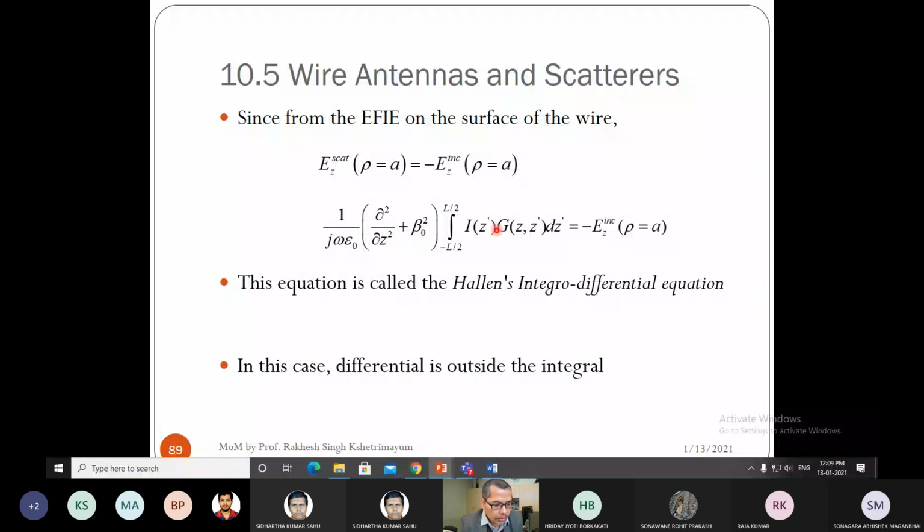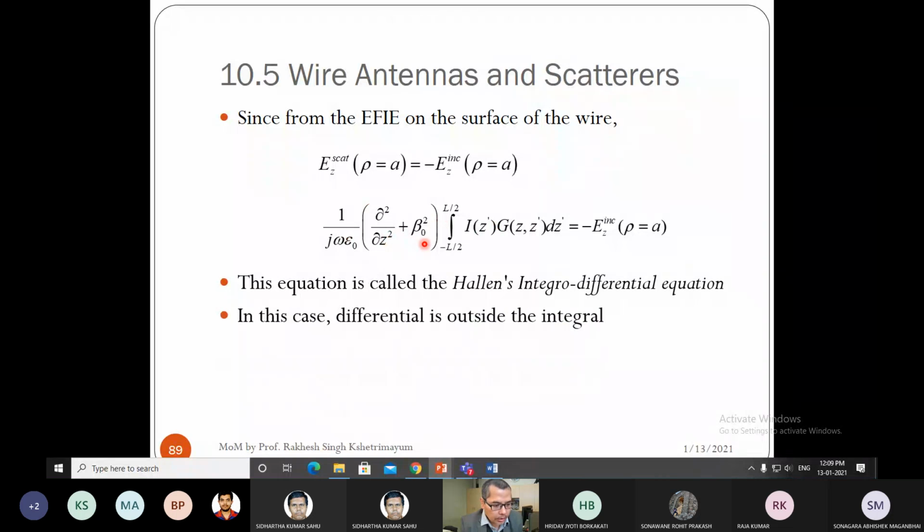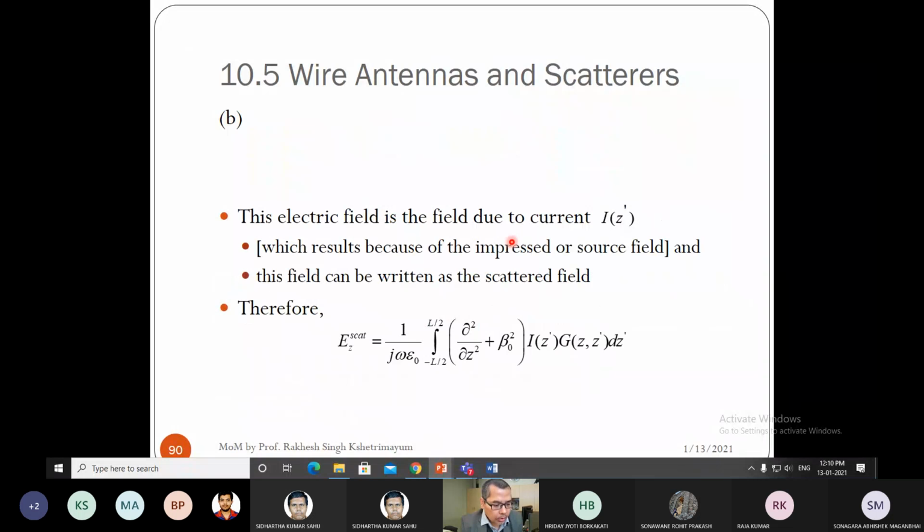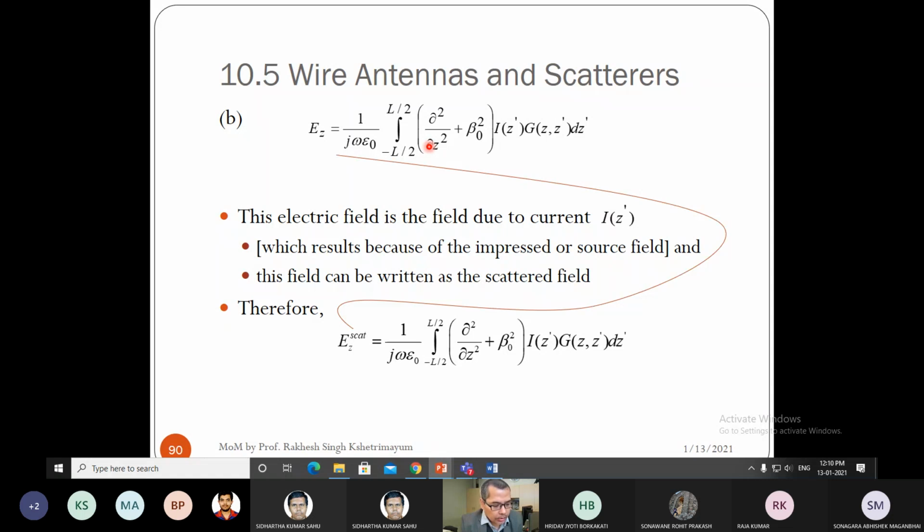But there is another integral equation in which we can take this operator inside the integration, and that is called Pocklington's integral differential equation. So here you can see that the differential operator del square by del z square plus beta naught square, we have taken it inside the integration. It is easier to solve because we can actually do the differentiation of I(z') G(z, z'), and we can simplify this equation into an integral equation.